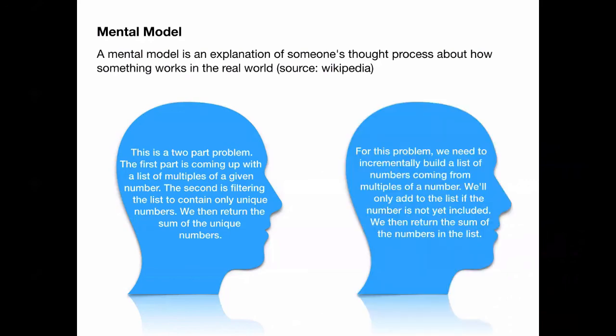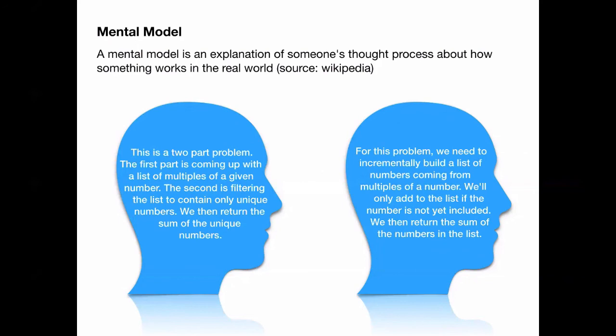And the second mental model is this: for this problem, we need to incrementally build a list of numbers coming from multiples of a number. We'll only add to the list if the number is not yet included. Then we return the sum of the numbers of the list. So it will end up with the same result, but they're looking at it from different points of view.